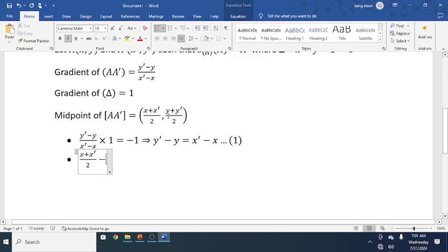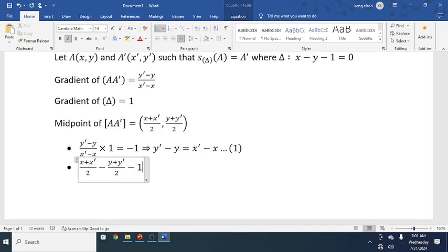Now the y coordinate is y plus y prime over 2. That's the y coordinate. So we have y plus y prime over 2. Then we have to subtract 1, then we equate everything to 0. If I multiply all through by 2, I'm going to have x plus x prime minus y plus y prime minus 2 equal to 0.